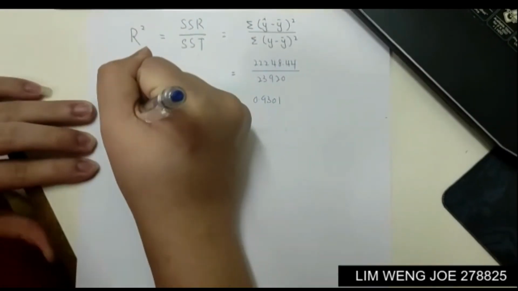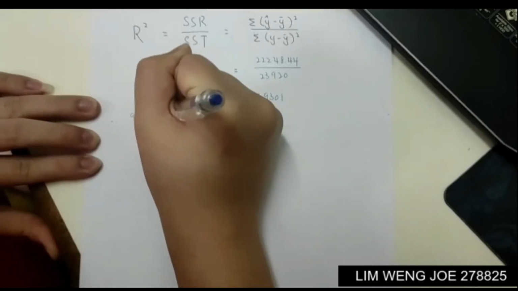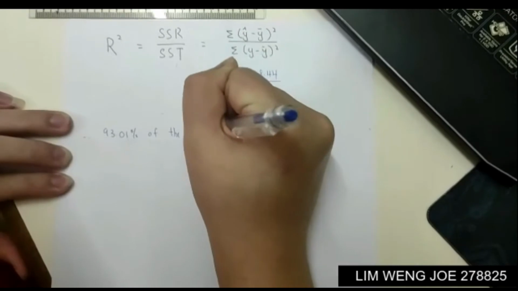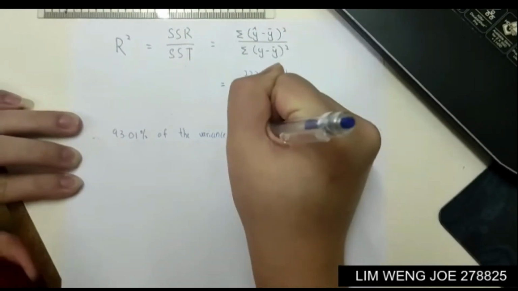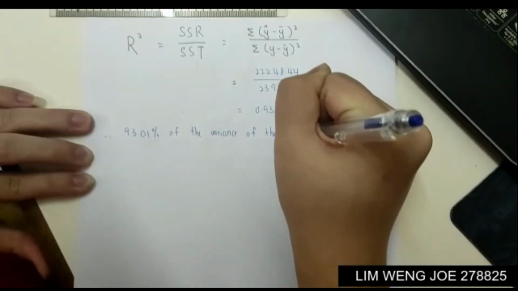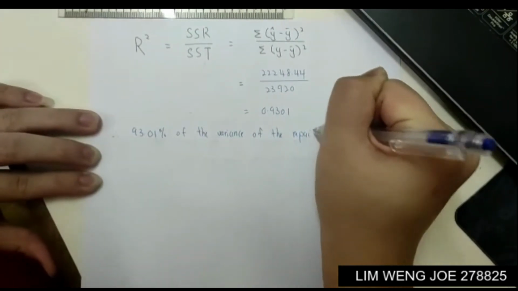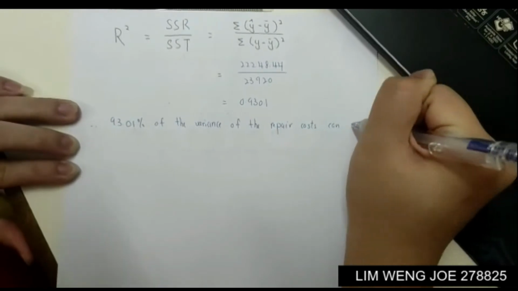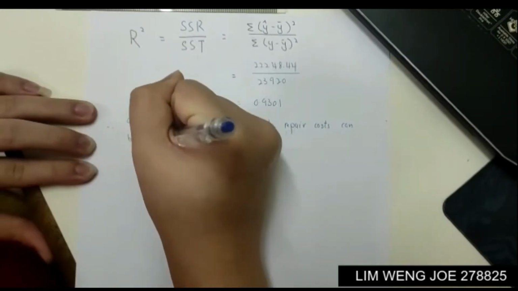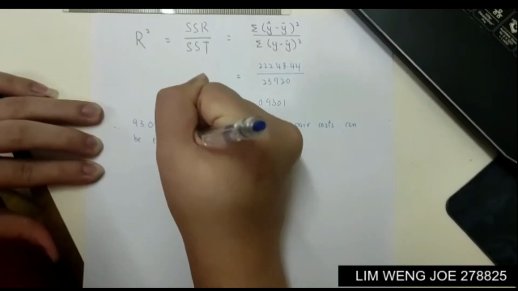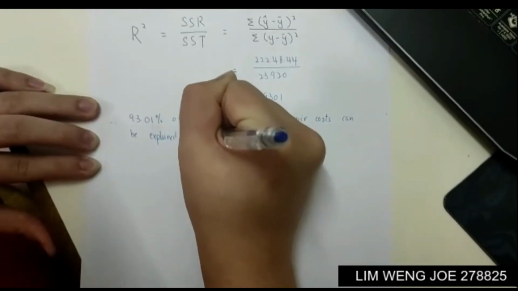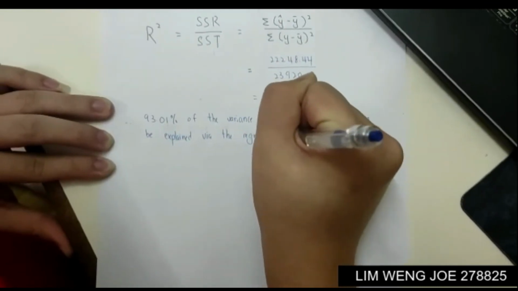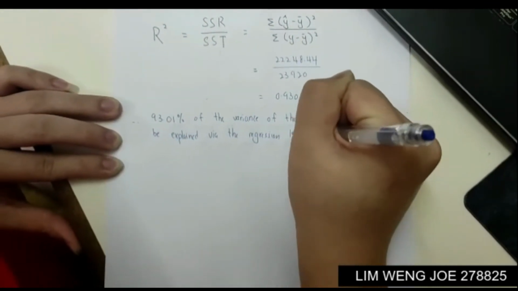Therefore, 93.01% of the variance of the repair cost can be explained via the regression line.